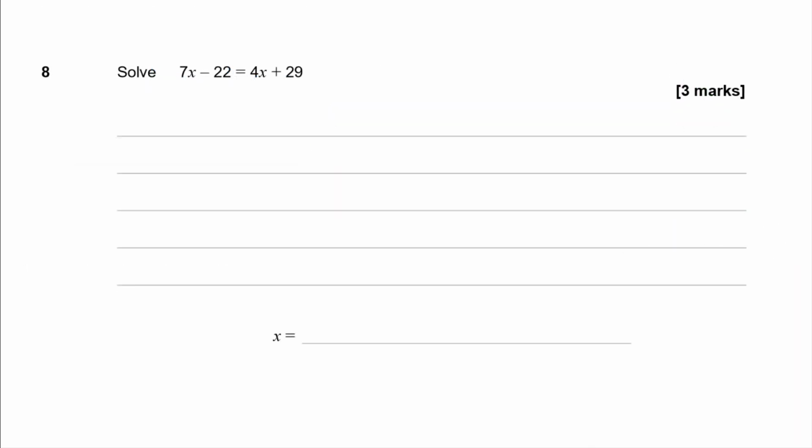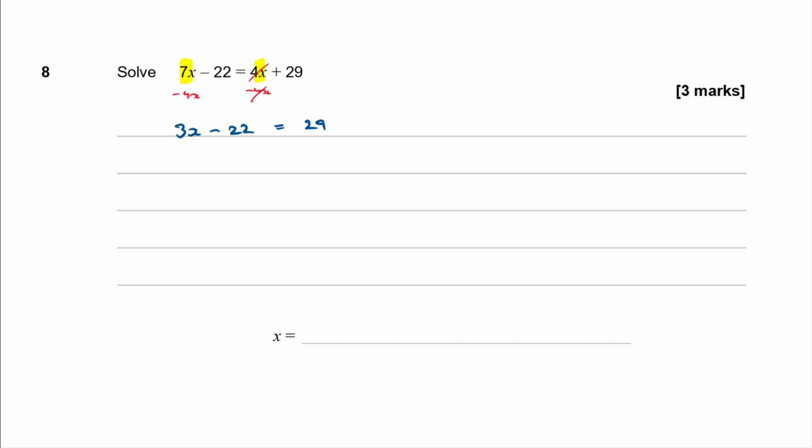Question 8. Solve 7x minus 22 equals 4x plus 29. Okay, so we've got a linear equation here, unknowns on both sides. So let's try and resolve that. I've got 7x and 4x here and here. So if I take the smaller one away from both sides, so take off 4x from both sides, then they'll cancel on that side. And it will leave me with 7x take away 4x, which is 3x. So I get 3x minus 22 is equal to 29.